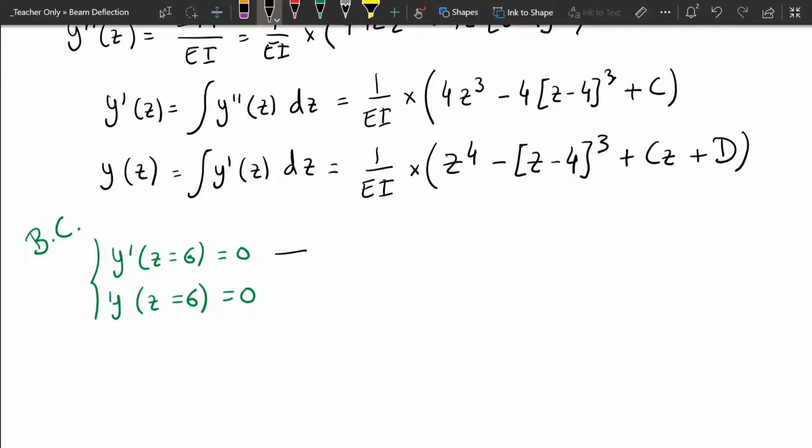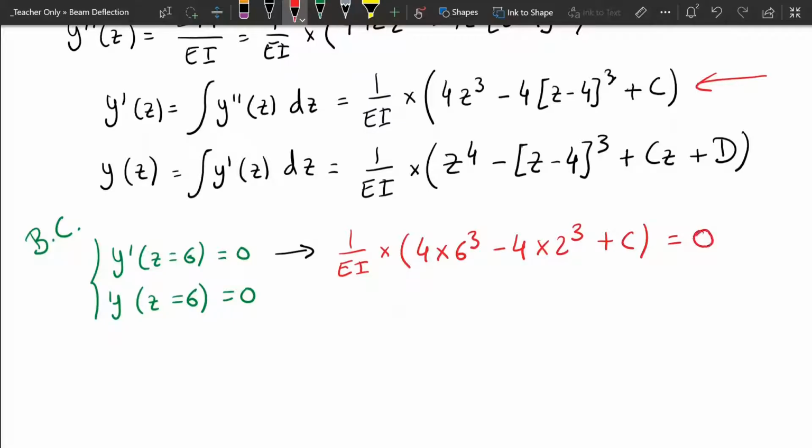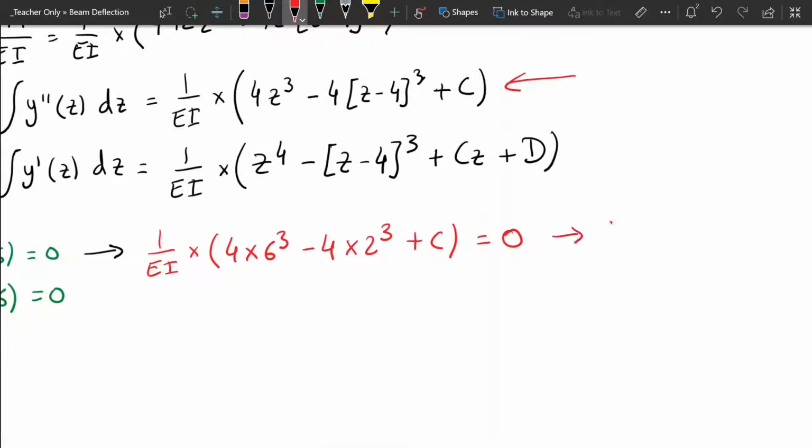Okay, so now we can get that the rotation when z equals 6 is 0. We're going to take this equation here, the one on the top, to find c. So we get 1 over EI times 4 times 6 cubed minus 4 times z minus 4, so it's just 2 cubed, plus c, and we know this has to be equal to 0. So what we get here is that c is going to be equal to, we're going to do it in the calculator first, 832, so it goes to the other side and becomes minus 832. Okay, so we found c.